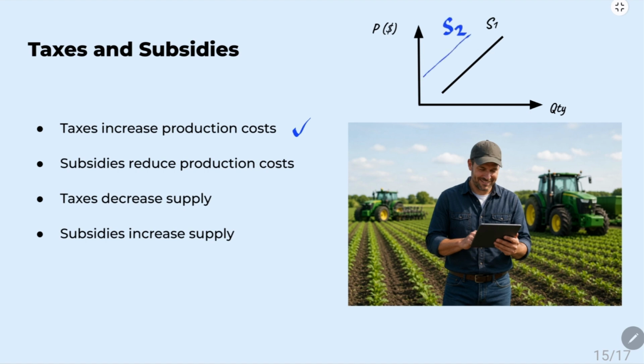Subsidies are financial support from the government that reduce production costs and increase supply, shifting the curve to the right. For example, governments may subsidize farmers by helping pay for seeds and fertilizer. This allows farmers to produce more crops at the same price level.